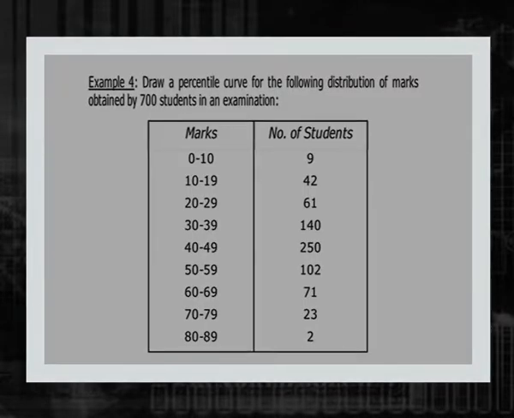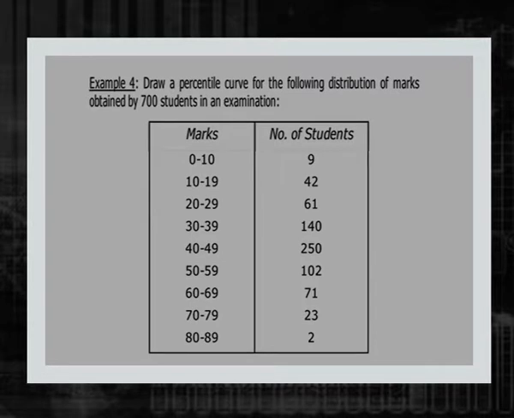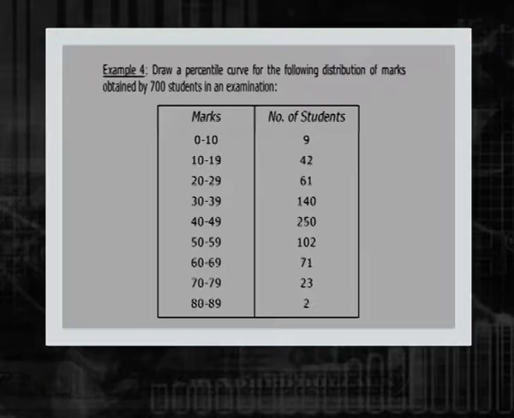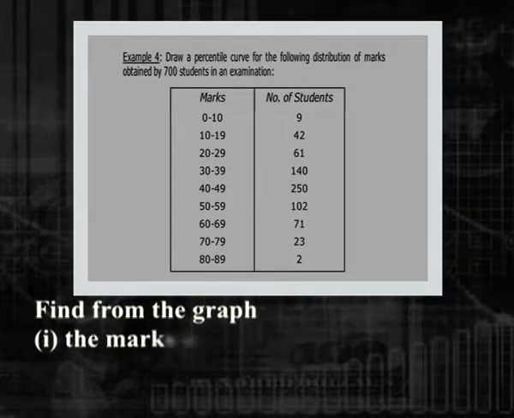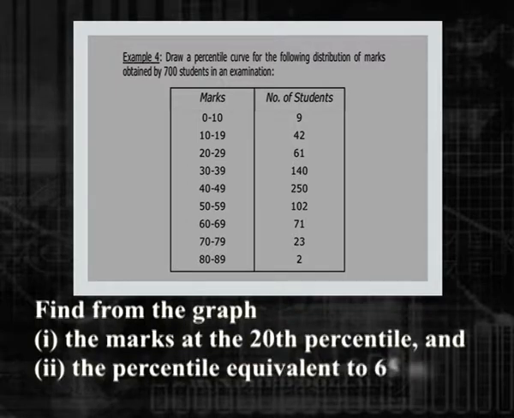Now let's see example 4. Draw a percentile curve for the following distribution of marks obtained by 700 students in an examination. Find from the graph, the first one, the marks at the 20th percentile, and the second one, the percentile equivalent to 65 marks.